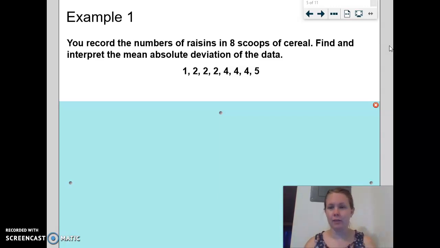Okay, so I still got my bowl for breakfast here. And so you're scooping it in, you do 8 scoops, okay, then you count every single one that's in there, and then you dump it out again, and then you do it again. You do 8 scoops, okay. Here's the data you get. You get 1, 2, 2, 2, 4, 4, 4, and 5.